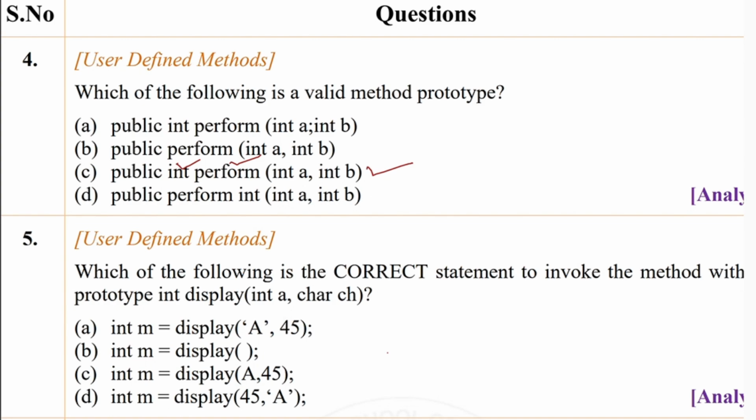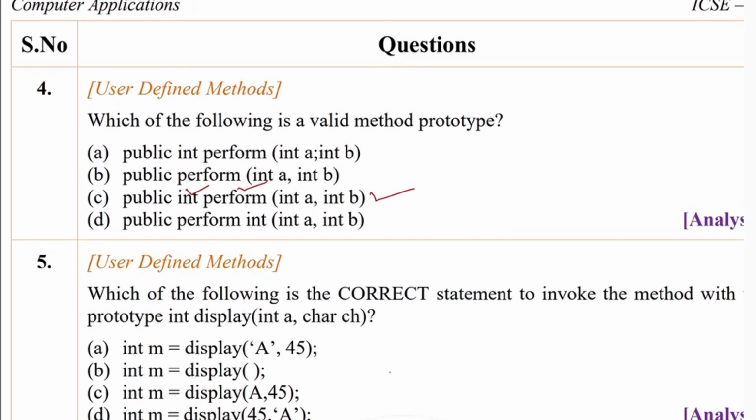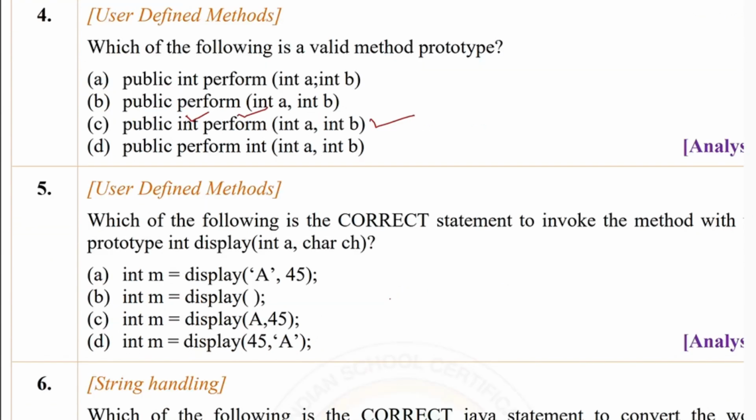Next, which of the following is the correct statement to invoke the method with prototype int display(int a, char ch)? int display(int a, char ch) means the first one is an integer, the second one is a character. Here, see the last one: the first one is an integer, the second one is a character.